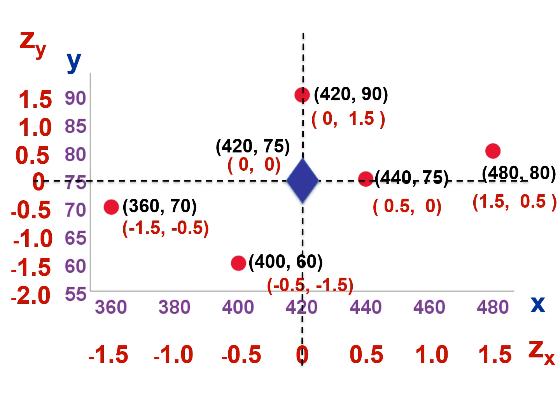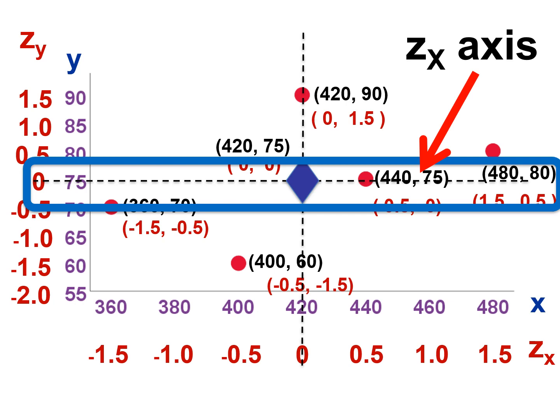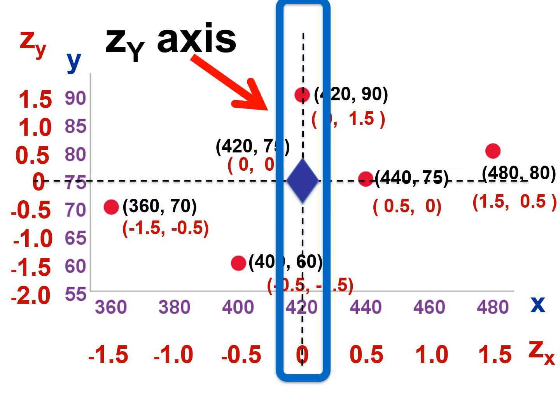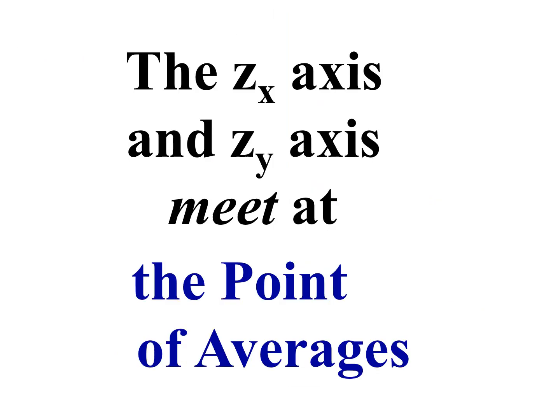In the last lecture, we also learned that the two lines passing through the point of averages are actually a second set of axes, the C of X axis and the C of Y axis. This is the C of X axis, and this is the C of Y axis. These two axes meet at the point of averages. The point of averages is the origin of the two axes. That is, at the point of averages, the C of X is 0 and the C of Y is also 0.